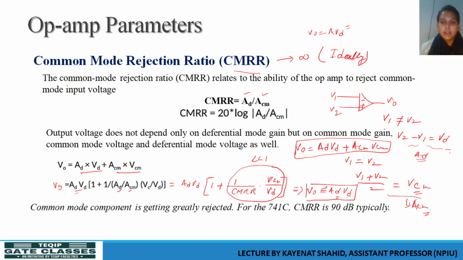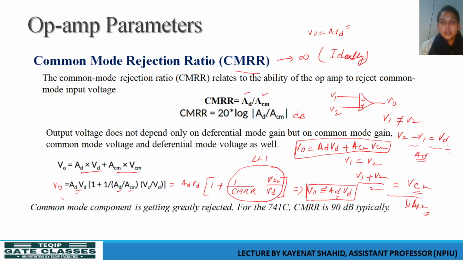So this CMRR value determines whether the output depends only on AdVd, or on both AdVd and Vc. If CMRR is a very small value, then obviously the effect of common mode voltage will be much more on the output voltage. Ideally the CMRR is infinity. Practically it is not infinity, but it is very high. That's why it is an important parameter. It is mainly denoted in dB, that is 20 log of AD to ACM.